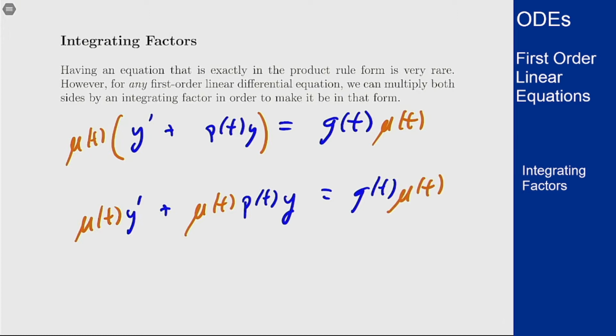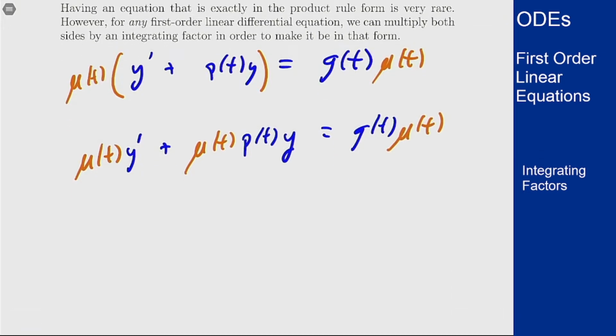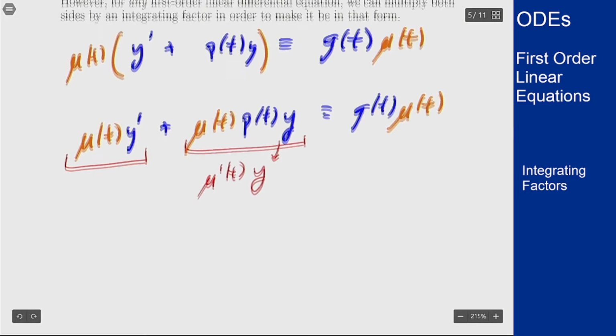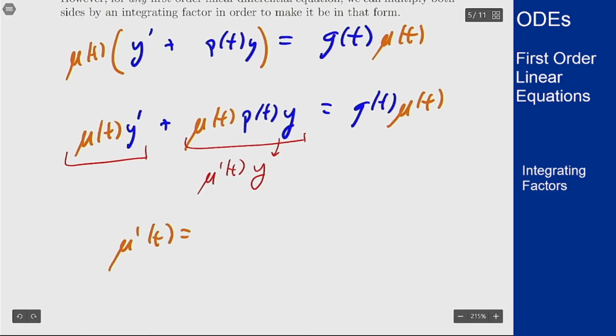Now I want this left-hand side to be a product rule. The first term gives us what we want: mu(t) times y'. To balance it out, I need the second term to be mu'(t) times y, the y I have. So for this mu(t) to work, I need mu'(t) = mu(t) p(t).